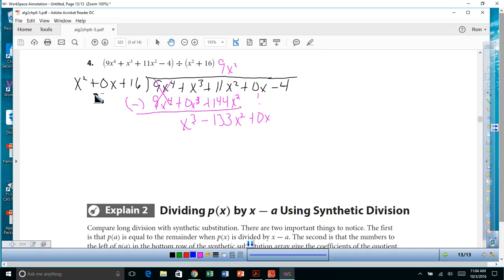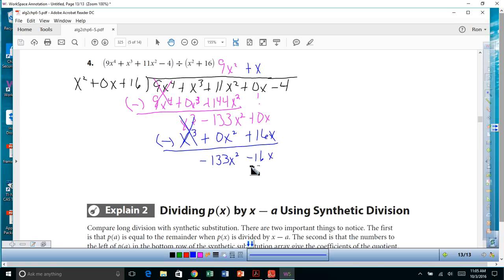So x squared, we need to multiply it by x. So x times x squared is x cubed. x times 0x, that's going to be plus 0x squared. x times 16 will be plus 16x. And I'm going to subtract the second line from the first. These cancel out. Negative 133 minus 0 is just negative 133x squared. And 0 minus 16x is going to be minus 16x.